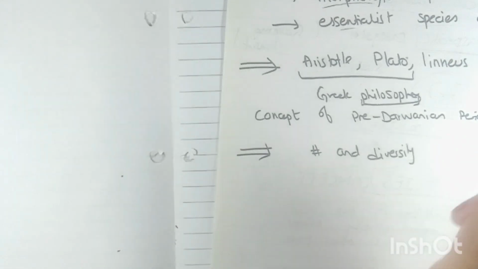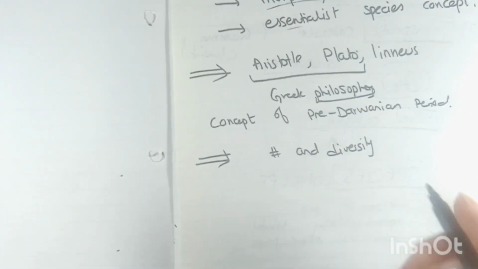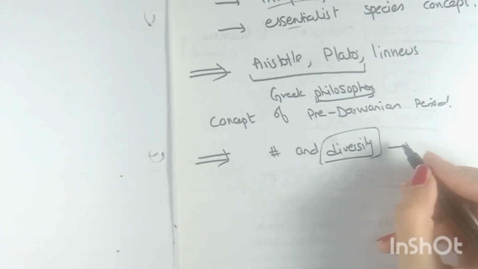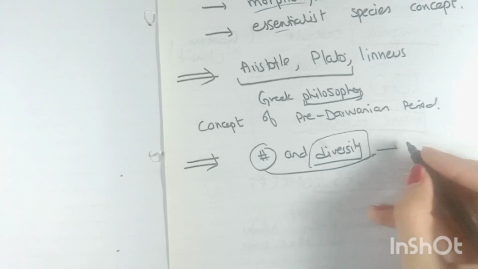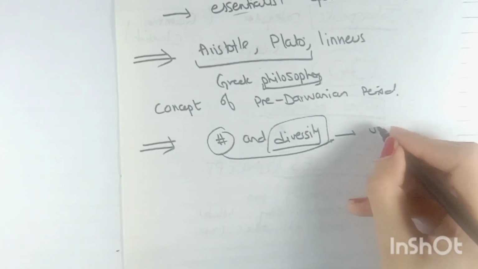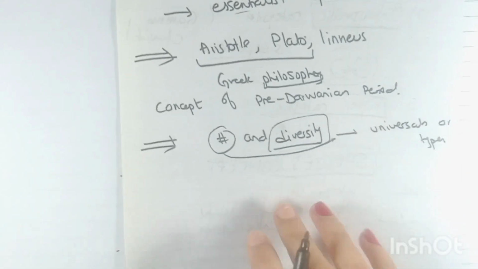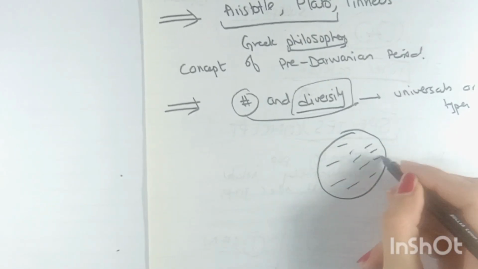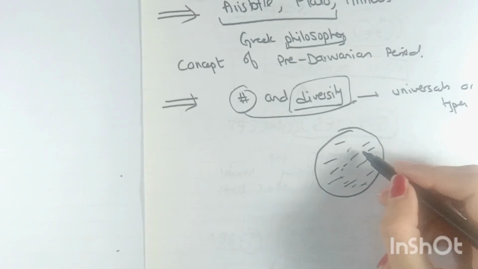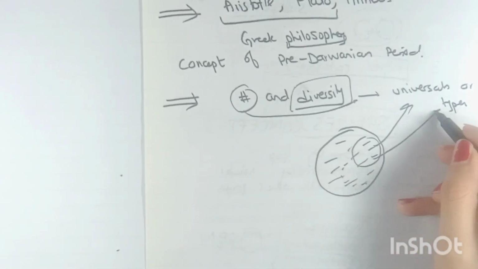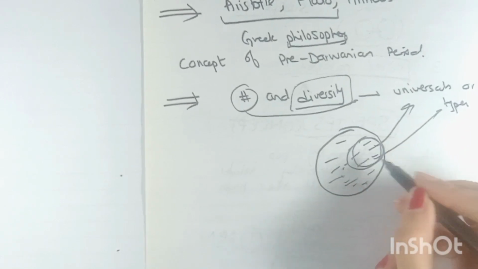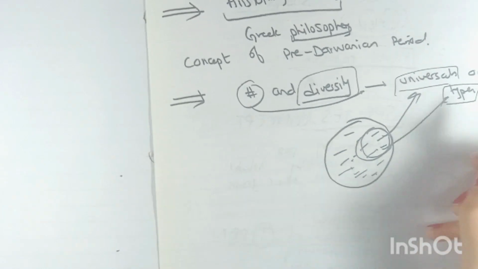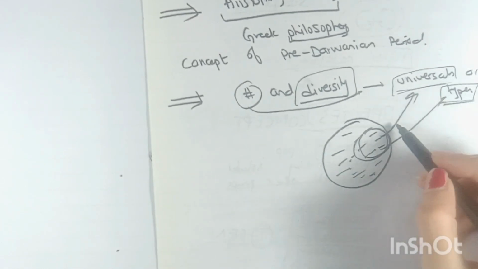Now, according to this concept, there is number and diversity, and each diversity has a limited number of universals or types. How do we explain this? Suppose this is the population, there is great diversity, great variety, a great number of individuals. And what are they? They are the universals or types. What do we call species? We call them species, but according to those scientists, these are the universals or types. Yes, these universals and types are known as the species.